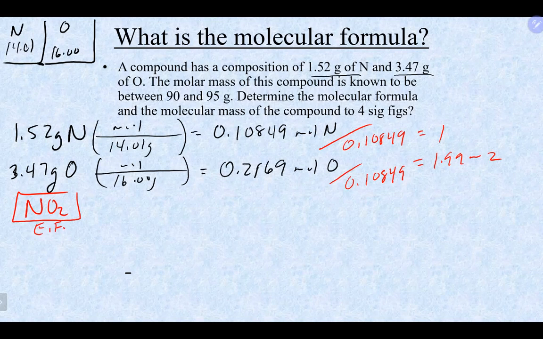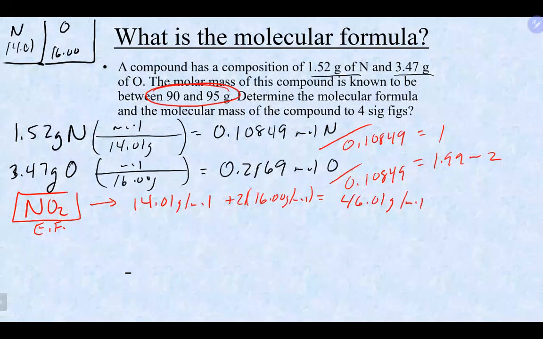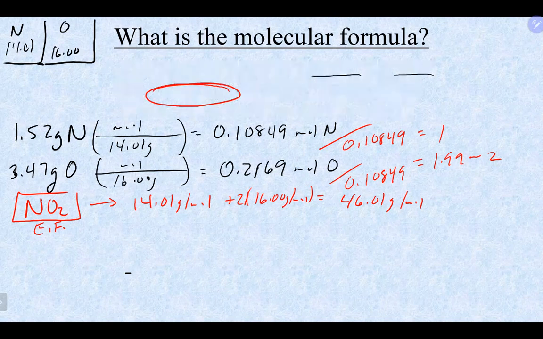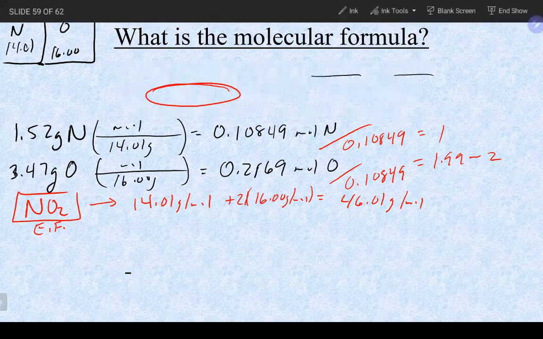At this point, we do need the molar mass of this, so might as well get that right now. That's going to be 14.01 grams per mole plus 2 times 16. That gives us 32 plus 14.01, 46.01 grams per mole. Now, in this case, they did give us a range for the molar mass of this particular compound. So you really could choose anywhere in that range. If you want to split right down the middle, you could go with 92.5.